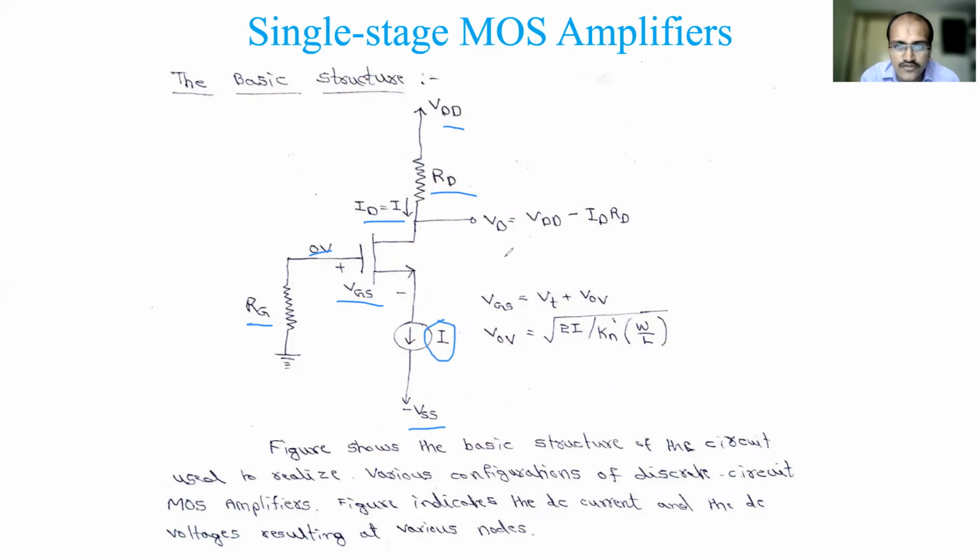Then you know some of the equations from the previous discussion. VD is given as VDD minus ID RD. So the drain voltage here is nothing but the VDD supply voltage minus the drop across the resistance, that is ID into RD. Then VGS you know already. VGS minus VT is equal to the overdrive voltage, so it can be written as VGS equal to VT plus the overdrive voltage. This is the second equation to remember. Then what is the overdrive voltage? This is written from the ID equation.